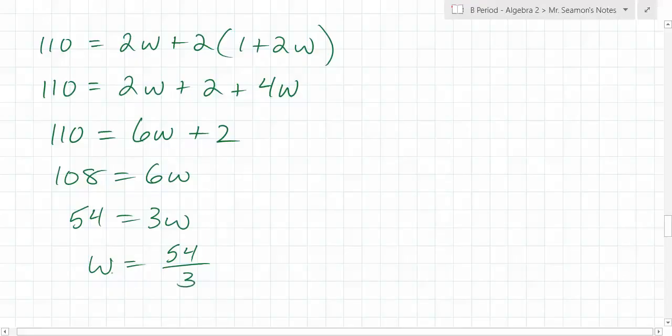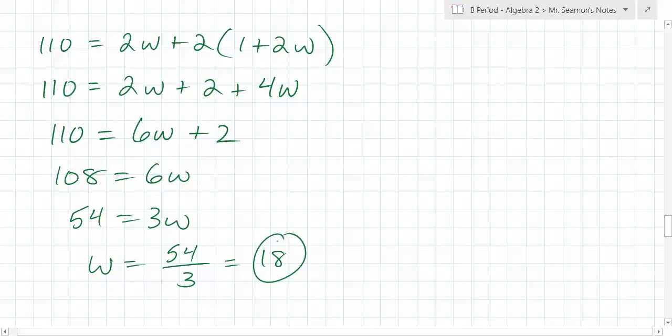What is that? Anybody remember? It's 20. Is it 20? No, 18. It's two less, 18. You're like, that's not right, Mr. Seamon. 3 times 18 is 54. So now we know the width is 18.